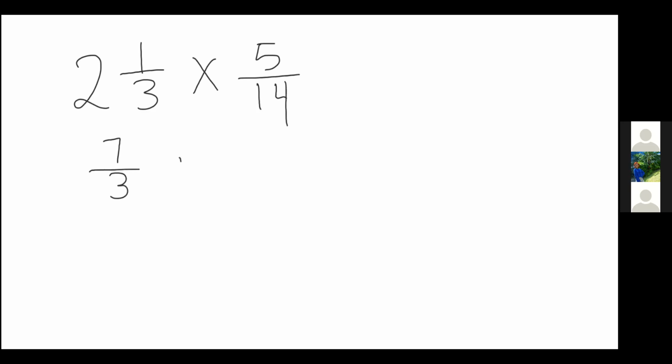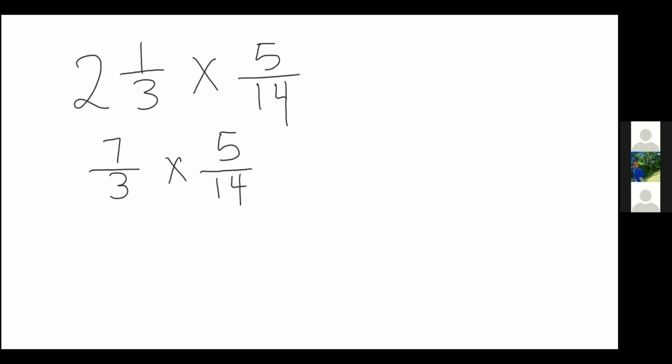How about we start adding mixed numbers with it now? So we have 2 and a third multiplied by 5 over 14. Of course, always remember to change your stuff to improper first. So it's going to be 2 by 3 is 6, 6 plus 1 is 7. So 7 over 3 multiplied by 5 over 14. There's nothing to change here.